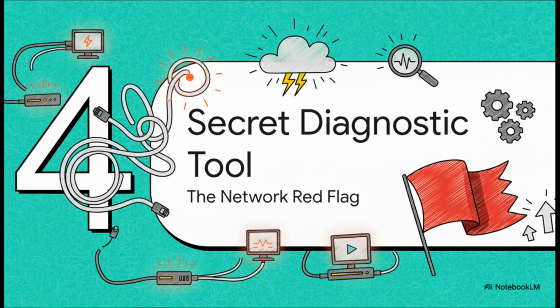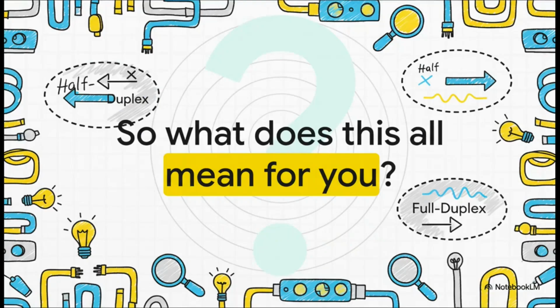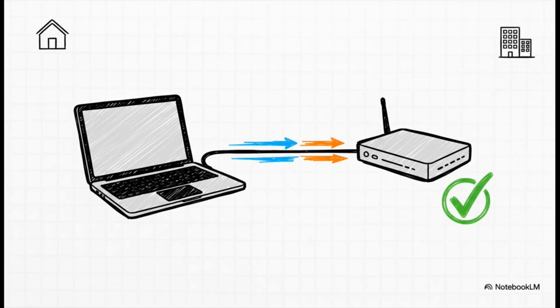Okay, so why did we just go through all that? Why does it matter? Because understanding the difference between half and full duplex can instantly turn you into a network detective. Here's what you need to be on the lookout for. Here's the simple, honest truth. Any modern wired network that you use, at home, at the office, you name it, is built from the ground up to run in full duplex mode. That is its default, healthy, expected state. It's designed for that fast, two-way conversation.